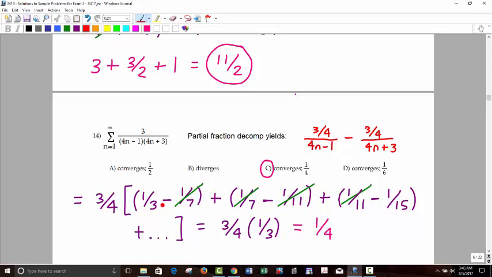4 times 1 minus 1 is 3, 7, and you put 2, you get 7 here, put in 3, you get 11, 2, you get 11 into 4n plus 3, you put 3 into here, you get 11, 3 into here, you get 15, so look what's happening this time. Actually, only that first term is remaining.